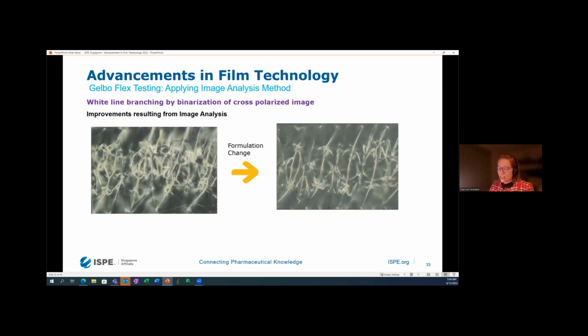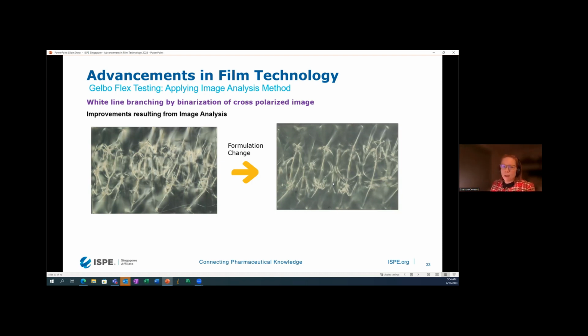And so you can see here that we had a formulation change where we started out with a cross-polar Gelbo image that had a high degree of damage done during the Gelbo test visually. And you can see that when we had the formulation change, we got to this place where we had a film that was much more robust to flex.